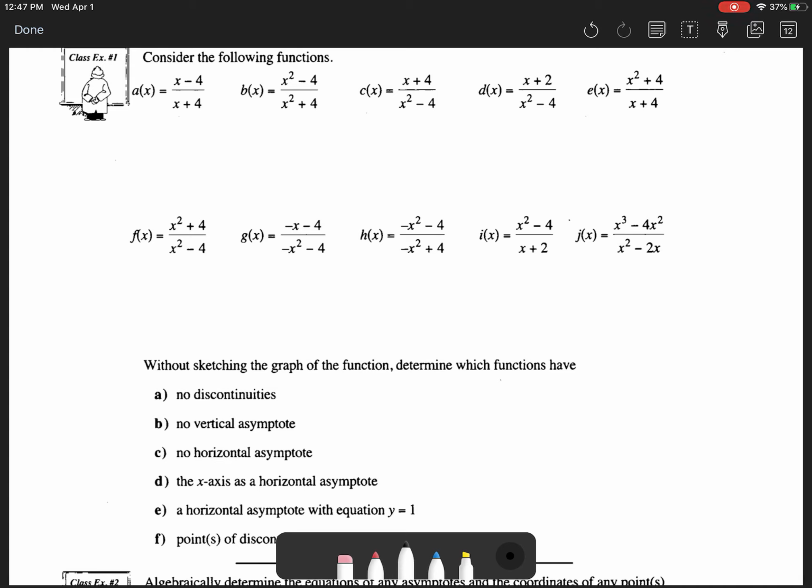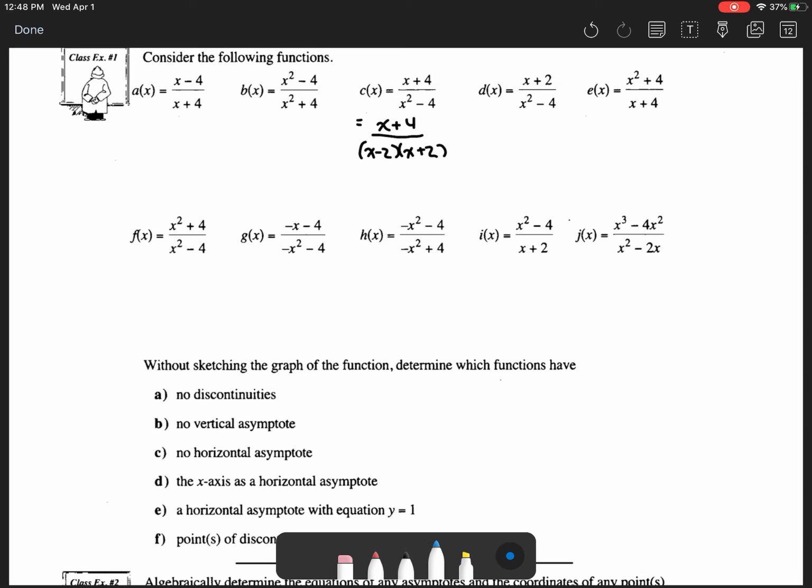Now, when I take a look at a of x and b of x, which are the first two functions there, there's nothing I can do. I cannot cancel anything there. I can't factor. So a of x and b of x are simply as they are. When I move on to c of x, however, in the denominator you will see that I have a difference of squares there. So I can actually rewrite the denominator as x minus 2 and x plus 2.